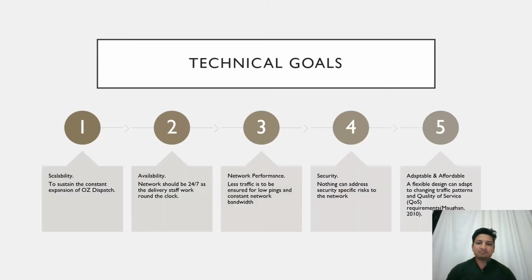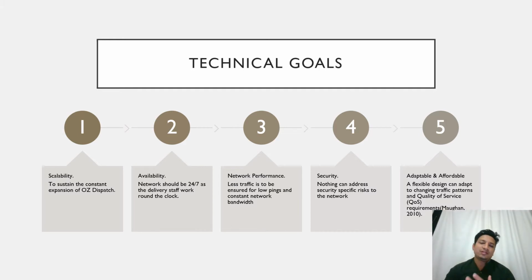These are the technical goals I have identified as required for OZD dispatch. The first one is to sustain the constant expansion of OZD dispatch. The network needs to be scalable enough to support additional branches if required in the future, and also support the growing number of users at the portal. It's extremely important for the network to be available at all times, 24/7, because delivery staff are working round the clock.